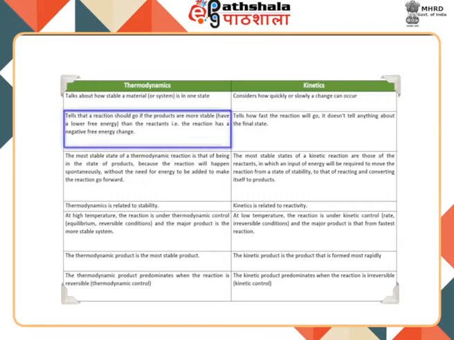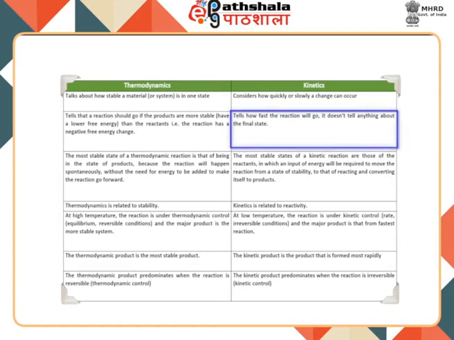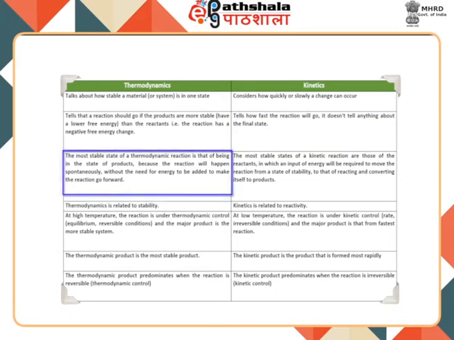Thermodynamics tells that a reaction should go if the products are more stable, with a lower free energy than the reactants, that is, the reaction has a negative free energy change. Whereas kinetics tells how fast the reaction will go, it doesn't tell anything about the final state. The most stable state of a thermodynamic reaction is that of being in the state of products, because the reaction will happen spontaneously without the need for energy to be added to make the reaction go forward.